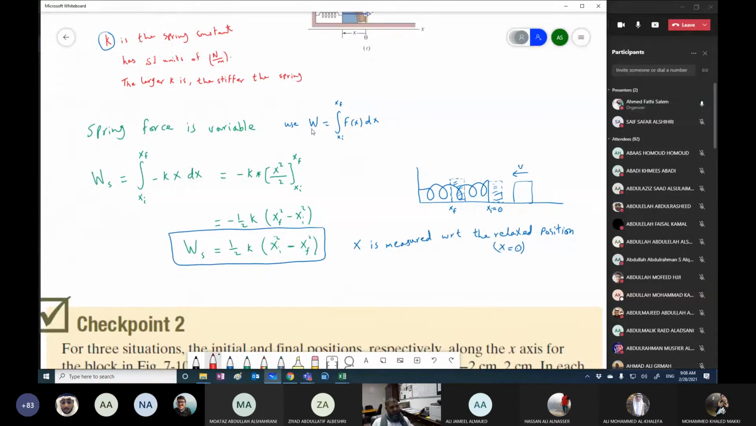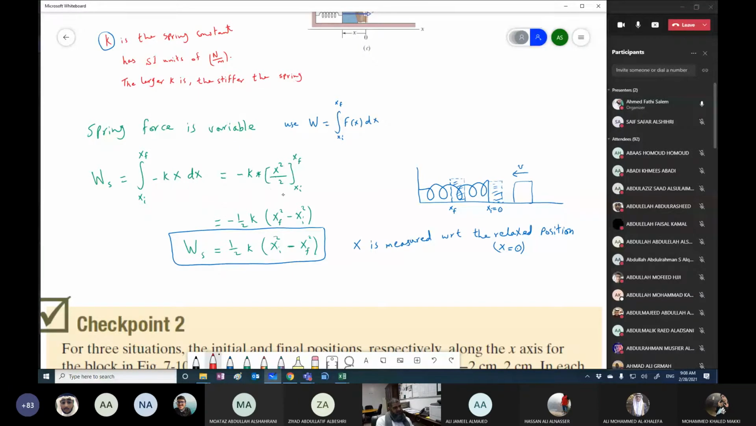Then we will use the formula work equals integral from x initial to x final f of x dx. Okay. طيب, فالآن ال work done by the spring is integral from x initial to x final of minus kx dx. This is what? This is Fs, the force of the spring. And if you integrate, so minus k will go out, and you have x. What is the integral of x? It will be x squared over 2 from x initial to x final.